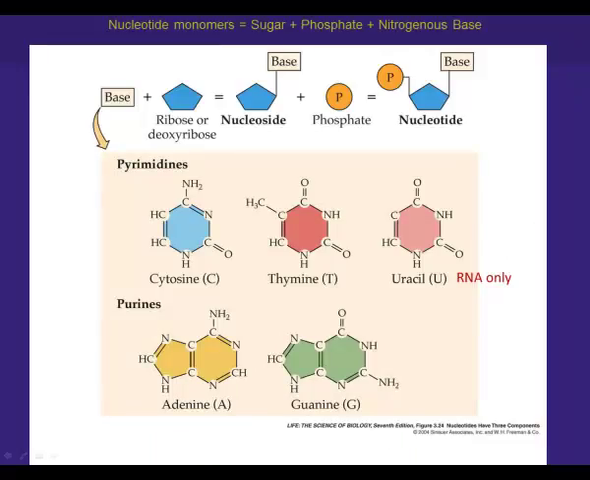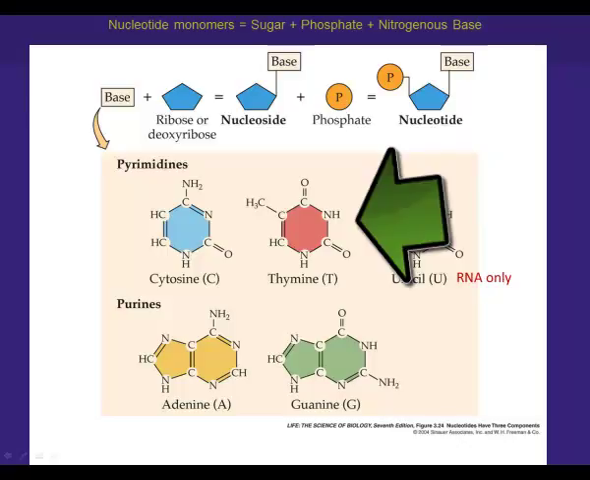These sugars are bound to nitrogen-rich compounds, or bases. The nitrogenous bases comprise two groups, which each have a distinct chemical structure. The pyrimidines include cytosine, thymine, and uracil, whereas the purines include adenine and guanine. These two groups differ in the number of carbon rings. And note that uracil is found only in RNA, whereas thymine is found only in DNA.